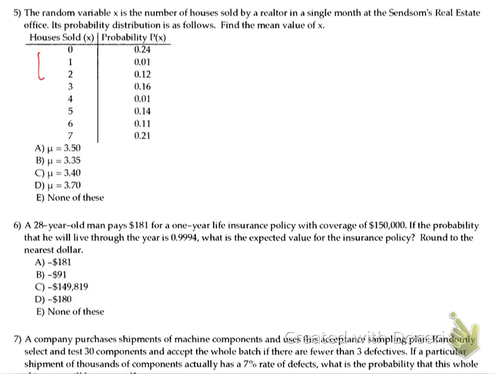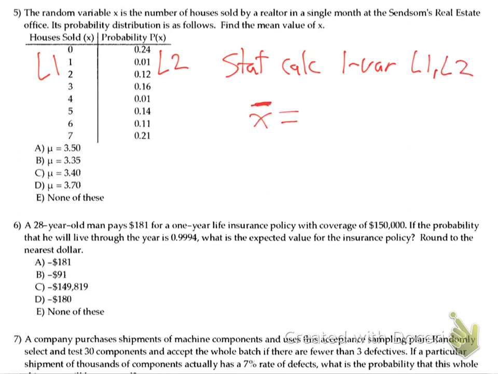So we go, this is L1. This is L2. Put the data in your L1, L2. Hit stat calc 1var L1, L2. And grab the X bar number. I'll do it. So I cranked it out. My X bar comes out to be 3.6. Did y'all get that? 3.6. And where's 3.6?